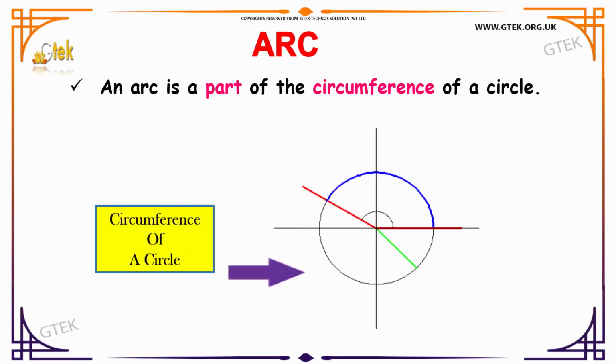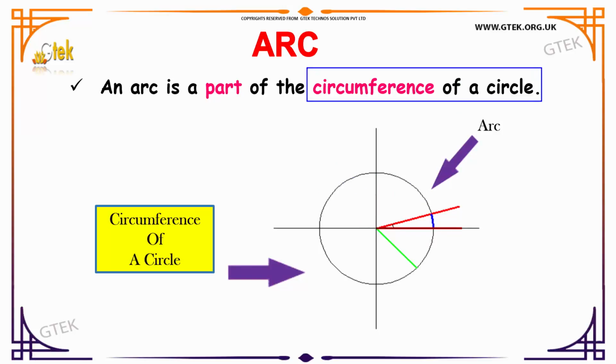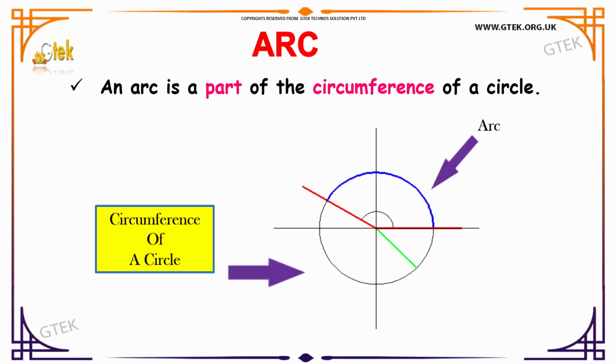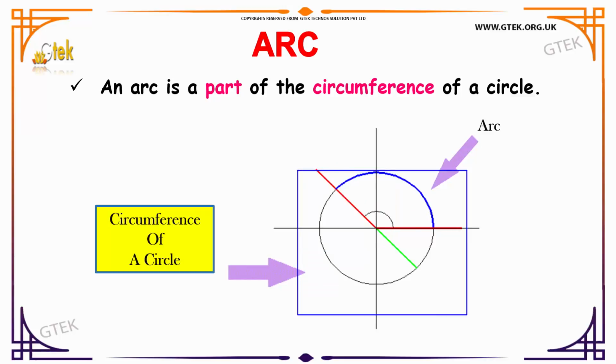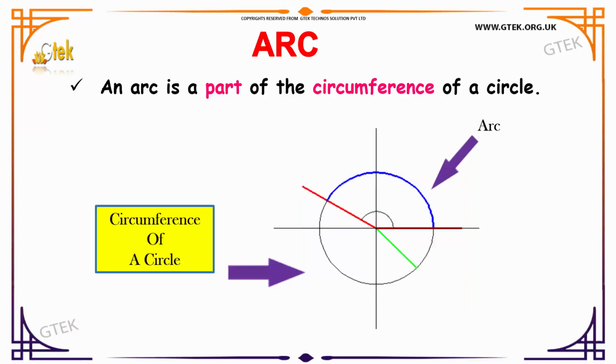Next we have arc. An arc is a part of the circumference of the circle. So here if you see, this forms an arc and it is a part of the circumference of a circle. The total circumference of the circle is over here, and this portion over here is the arc.